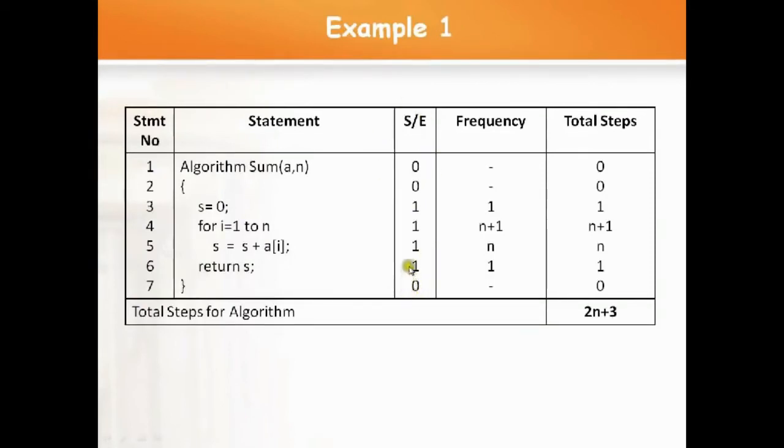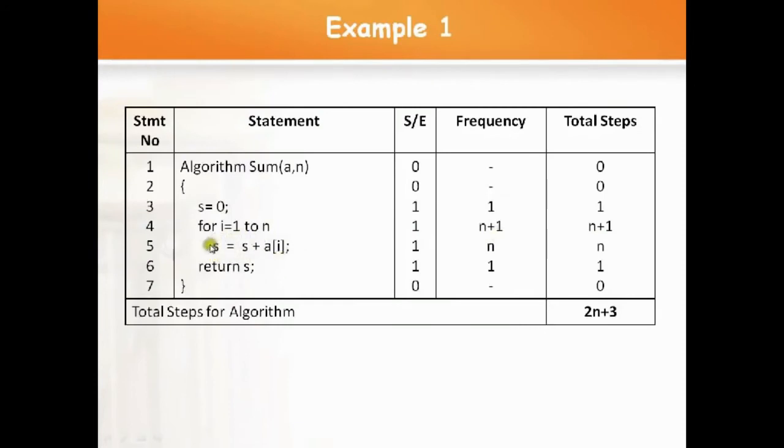Initially, we identified the executable statements. Now, let us try to find the frequency of each executable statement. S is equal to 0 is an assignment statement. Hence, the frequency is only 1 step. For i is equal to 1 to n is an iterative statement. Hence, the frequency is n plus 1.